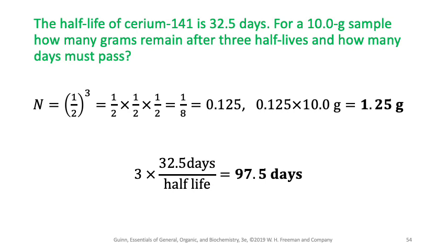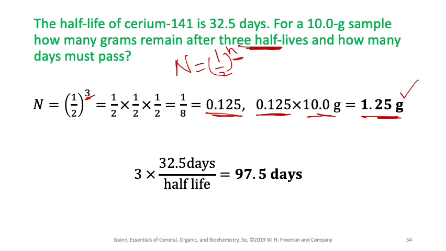Now let's use the second way that we learned, using a formula. The formula says n equals 1 by 2 to the small n, right? So small n is what? 3 half-lives, the number of half-lives. So put 3 on the top, it is 1 by 2 cubed, which is 0.125. This is the fraction of the sample that remains after 3 half-lives. So when you started with 10 grams, and this is the fraction left, multiply both of them, you will get the amount left, 1.25. This is what we got in the previous slide using the first method. And then for days, it's going to be exactly the same, 97.5 days. So it's up to you which method you use to figure out the amount of sample remaining after a certain number of half-lives, or how many days in total. But you can use both of them.